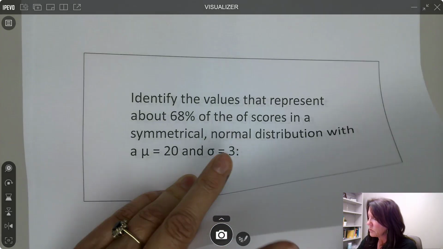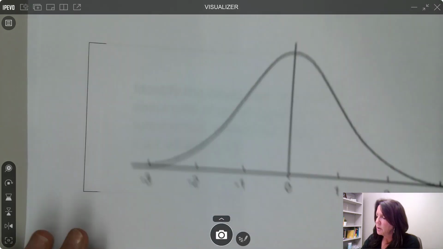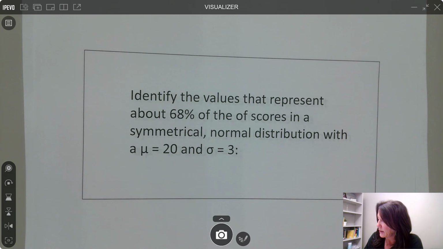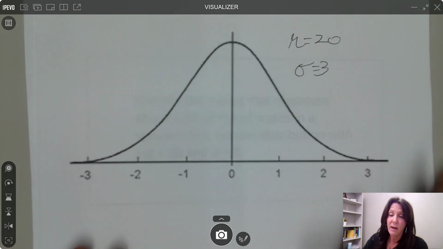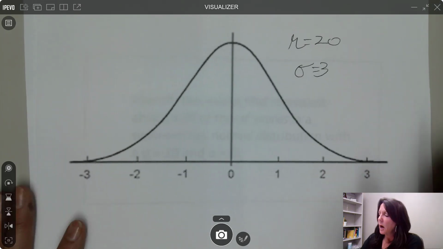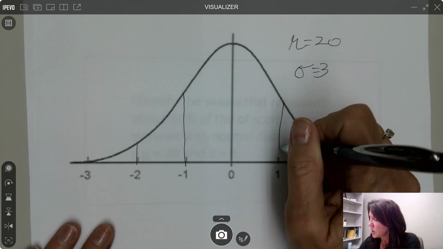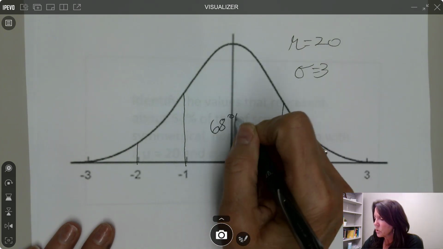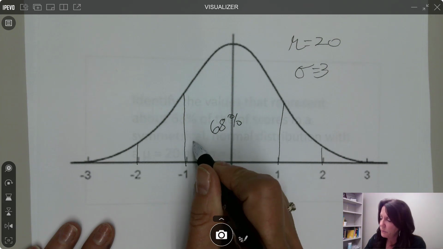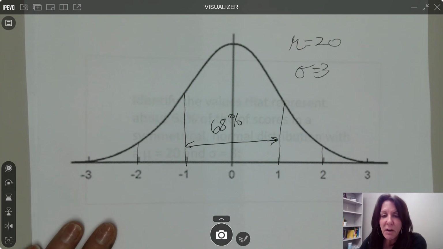Okay, here we're going to draw it again. Identify the values that represent about 68% of the scores in a symmetrical normal distribution with a mean of 20 and a standard deviation of 3. We can figure this out, but again, I really like drawing it out. I think it makes it easy. I want to remind you of a rule that we talked about in the videos, which is that 68% or so of the scores are between -1 and +1. That's a good chunk of them.